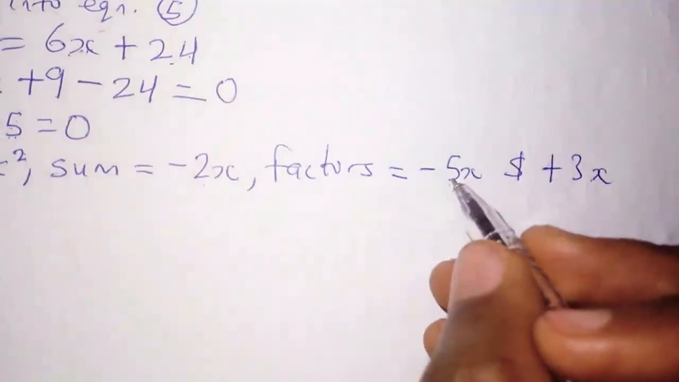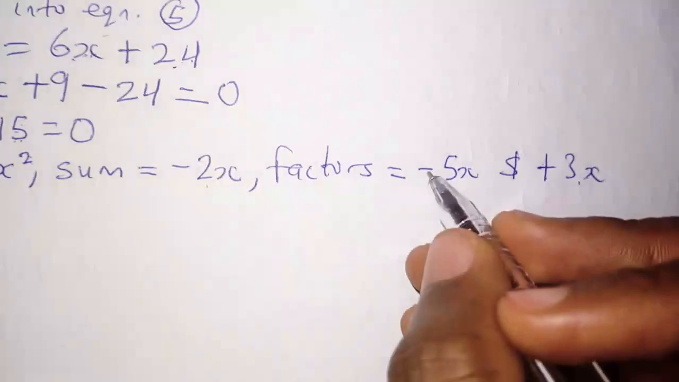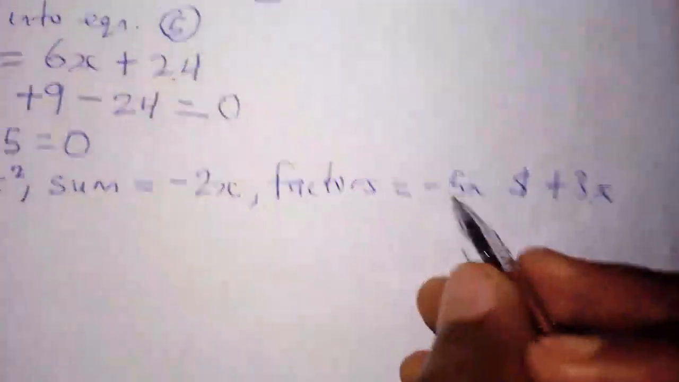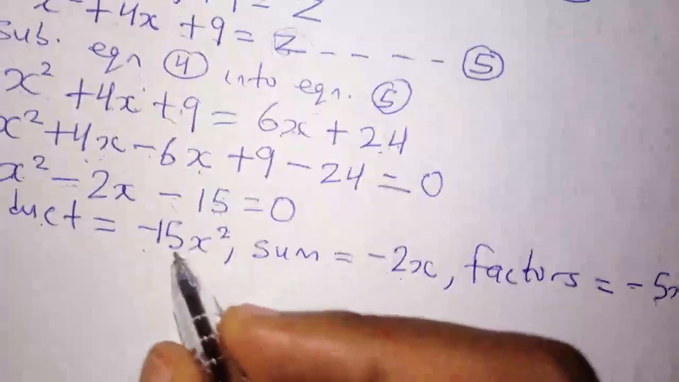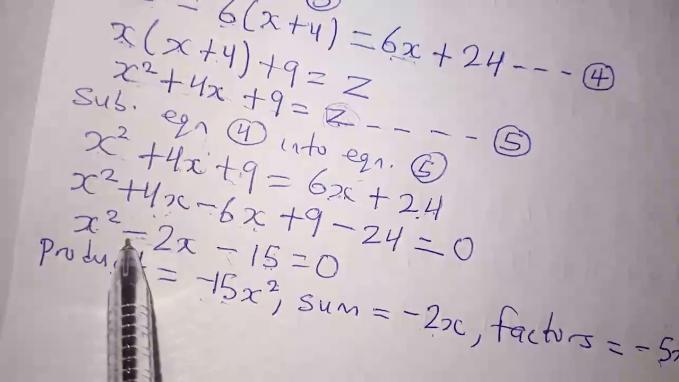And when you multiply them, minus 5x times plus 3x, minus times plus is going to give you minus, 5 times 3 will give you 15, and x times x is going to give you x squared. So you use these factors to replace the sum, that's minus 2x here.